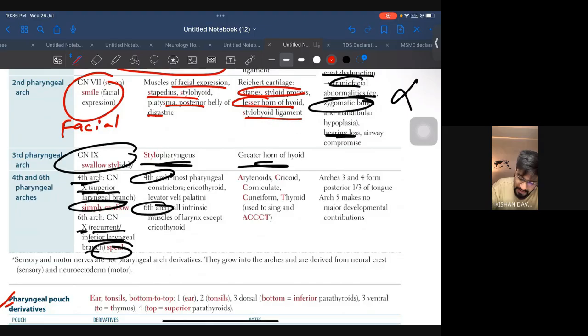Here the important thing is, all intrinsic muscles of larynx except cricothyroid. Okay, and here most pharyngeal constrictors, cricothyroid, levator veli palatini. So fourth arch में सारे, sixth arch में all except cricothyroid. This is very important and high yield.